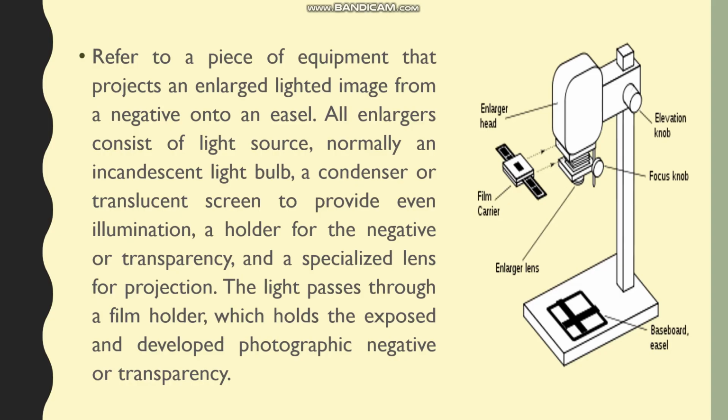So, unahin natin, refers to a piece of equipment that projects an enlarged lighted image from a negative onto an easel. So, ito si easel kanina, di ba? We have the film o yung negative na tinatawag natin kasi na-develop na siya, di ba? So, ilalagay siya dyan. And then, magpo-project yung light, di ba? Dito sa ating photographic paper. At magre-reflect, of course, or magpo-project, yung image from the negative natin. So, mamaya madidiscuss pa natin yan.